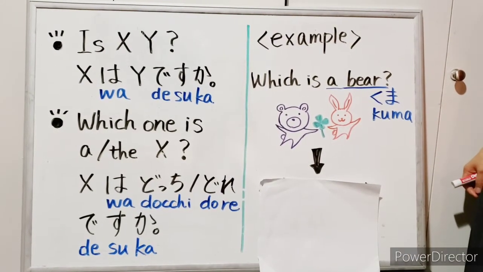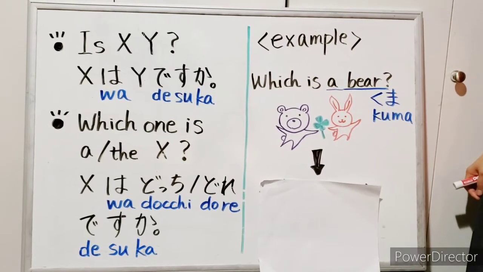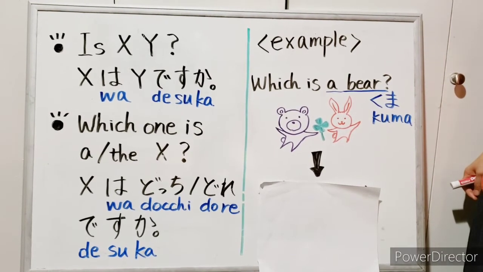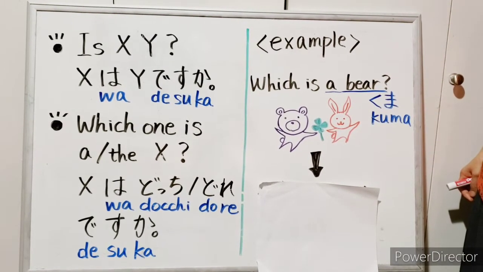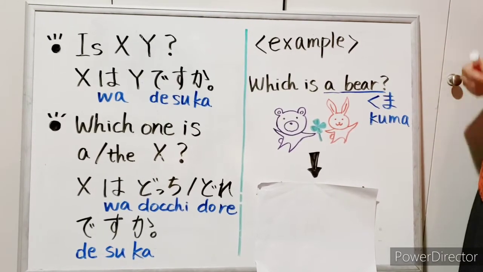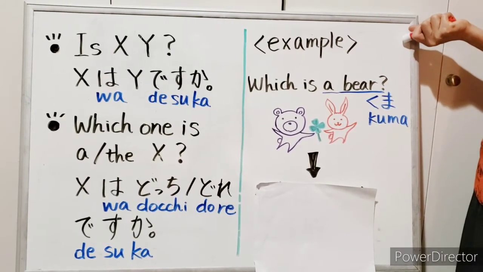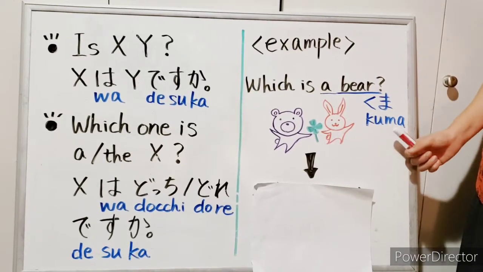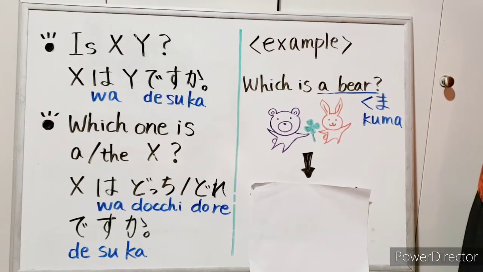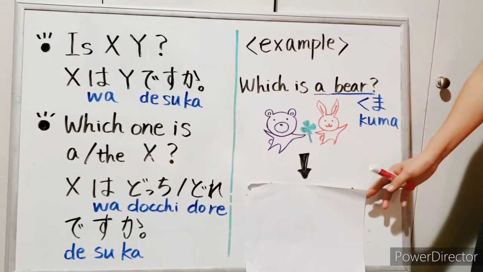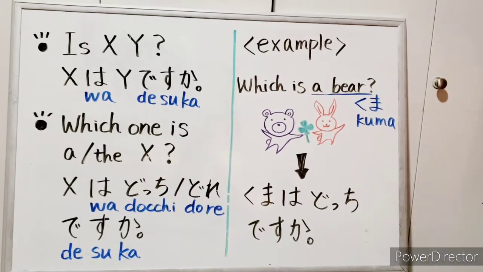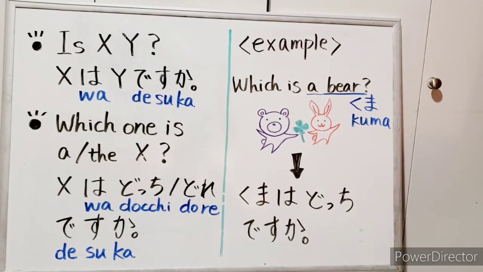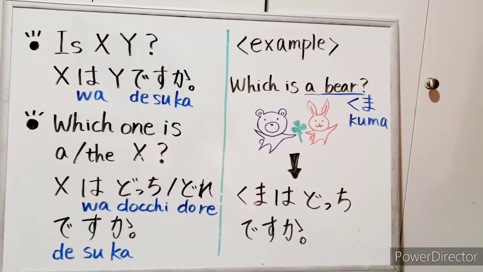Next, let's check which one is X? Xはどっち? Or どれですか? Structure. This is an example. Which is a bear? The answer is クマはどっちですか?